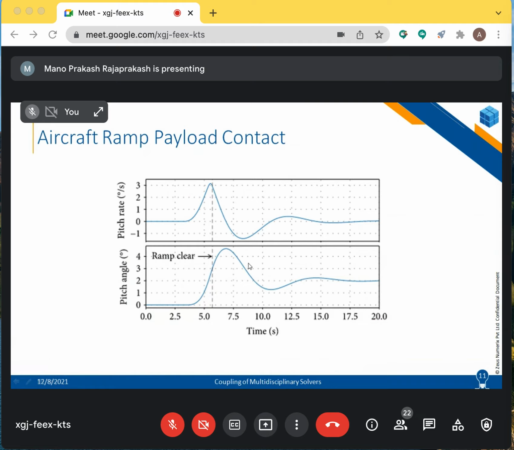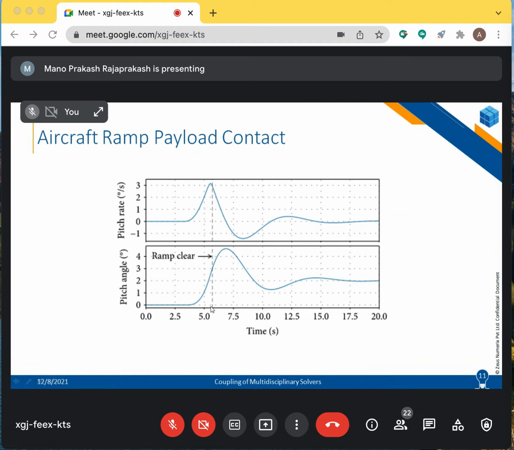So ultimately for a user, this is what is going to be important. What is going to be my pitch angle? What is going to be the pitch rate? As you may see here, it is at this particular point that the payload actually clears the ramp. This is what is indicated by this gray dotted line.